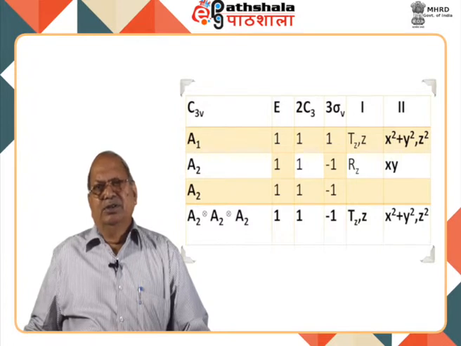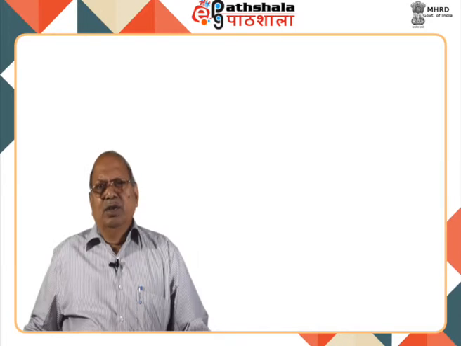These are the characters for A2 mode. That is, this direct product does not contain the totally symmetric representation in it. So, it is inactive. Thus, the second overtone of A2 IR mode is inactive. Thus, what we have seen? We have observed that the IR inactive mode has become IR active mode due to the first overtone.